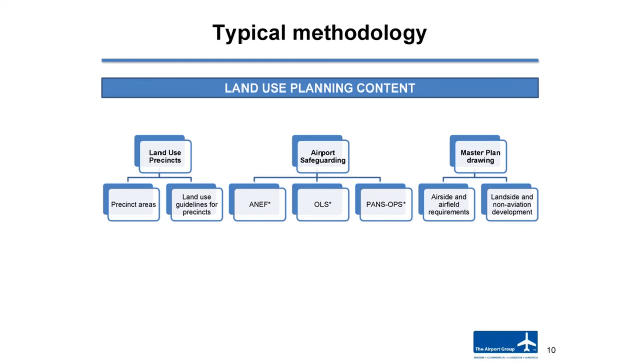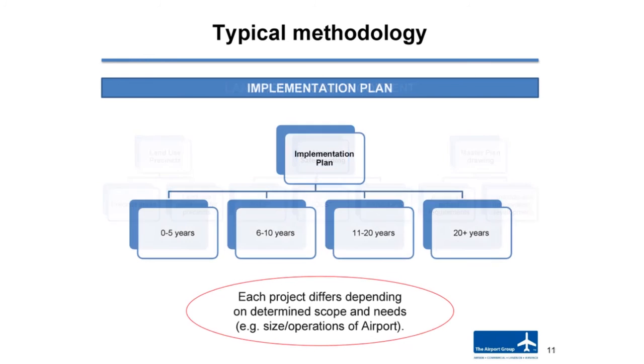And lastly, the master plan drawing is really what all these preceding stages lead into. So based on the elements I've discussed, this drawing presents the required airfield and relevant protection areas, the land use precincts and key pieces of landside infrastructure and facilities. I'll provide a couple of examples of master plan drawings for Albury and Cairns Airport a bit later as well.